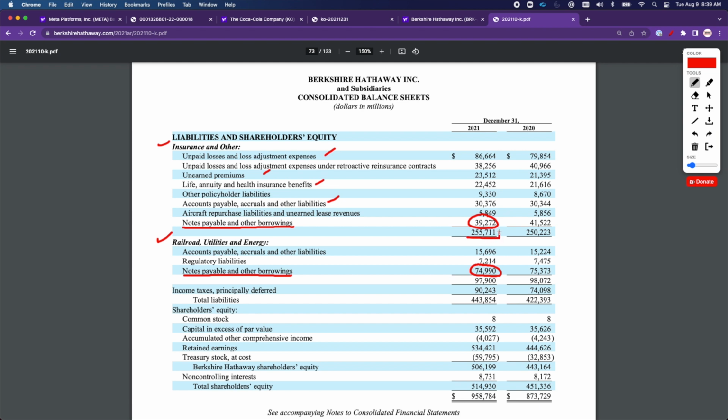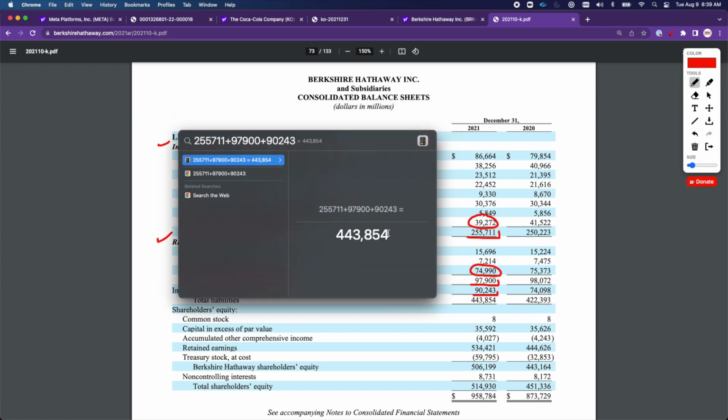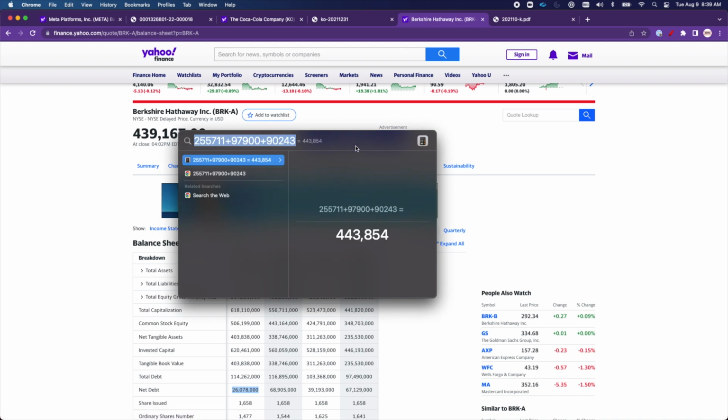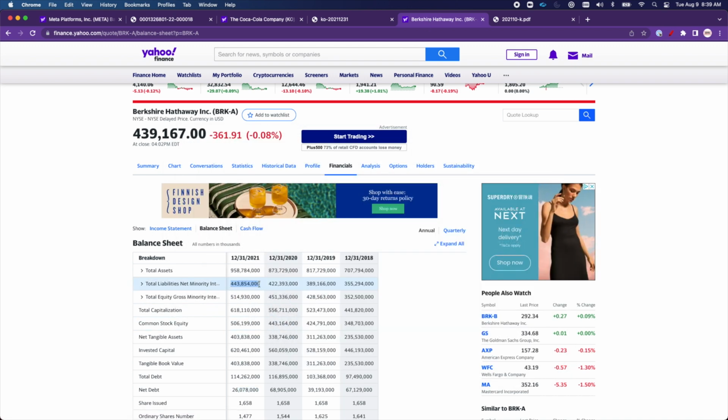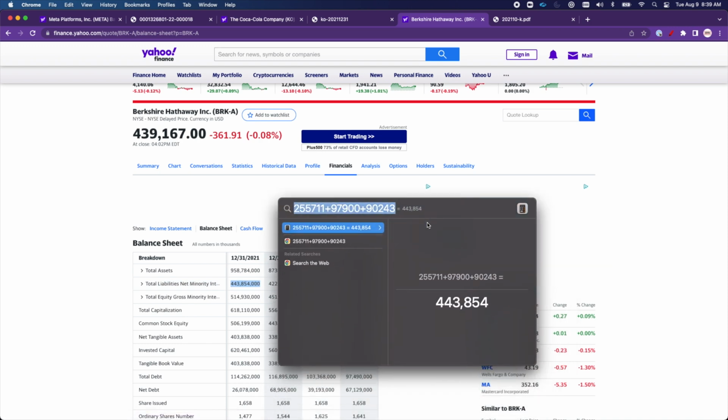Okay, so let's see, if we were to add, let's first add the liabilities to make sure that the numbers match. So if we add the liabilities from both insurance and railroad, utilities, and energy, we have 255,711. The total liabilities, $443 billion. Okay, and if we go to Yahoo Finance, we'll see that effectively those are the total liabilities.